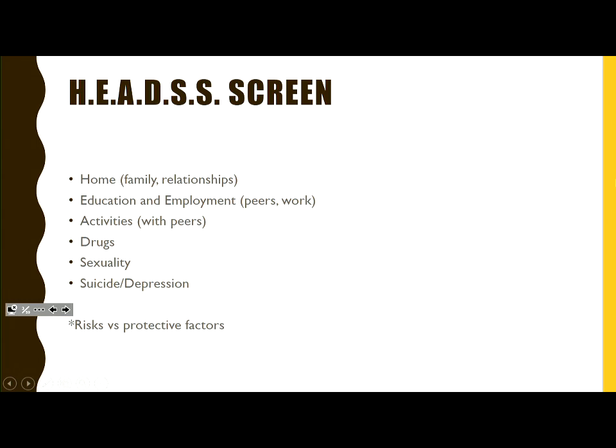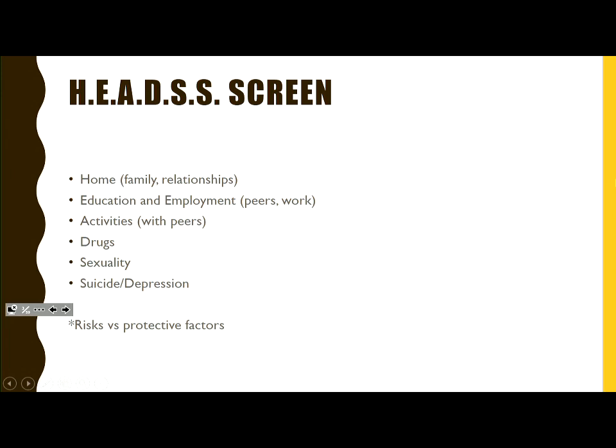The HEADSS screen, I would hope most of you have heard of this by now. So H is for home. When you're taking a history from a teenager, and this is in psych and also just in pediatrics, you want to do a HEADSS screen as well. You want to ask who they live with. If their parents are divorced, you want to ask about both households, all of their siblings.